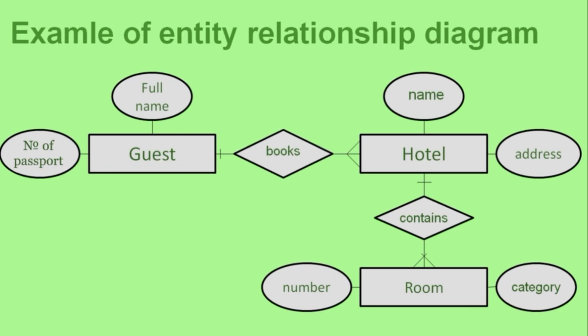Rooms have their own specific number and category, such as middle class, upper class, and so on. Thus, we have compiled a simple ERD for booking a hotel room.